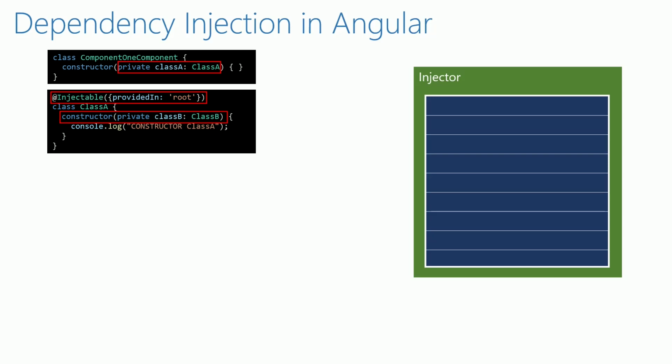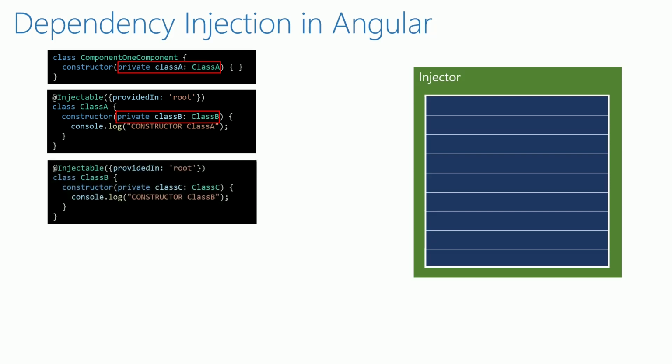The constructor of class A requires class B object as parameter. Now the injector looks in the registry for class B. Class B is not present in the registry, so it tries to create class B using the constructor. The injector checks if class B is injectable. As it is injectable, it proceeds ahead.